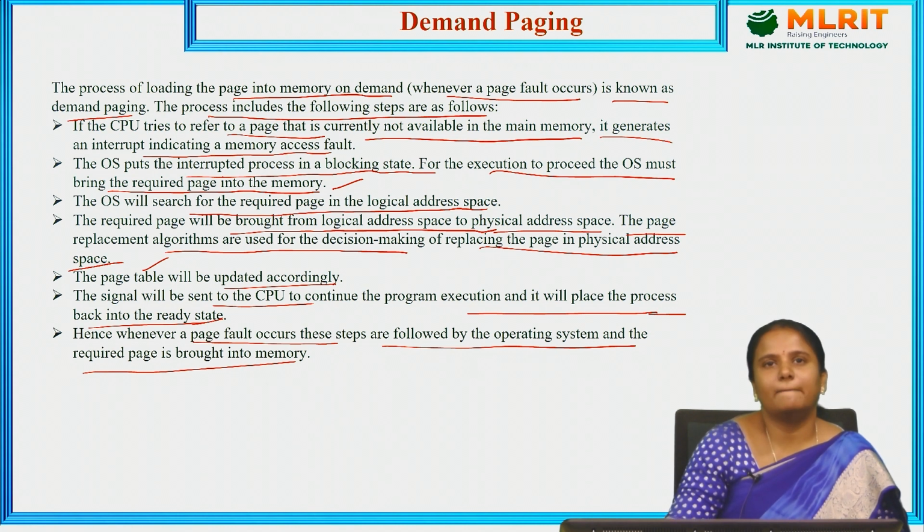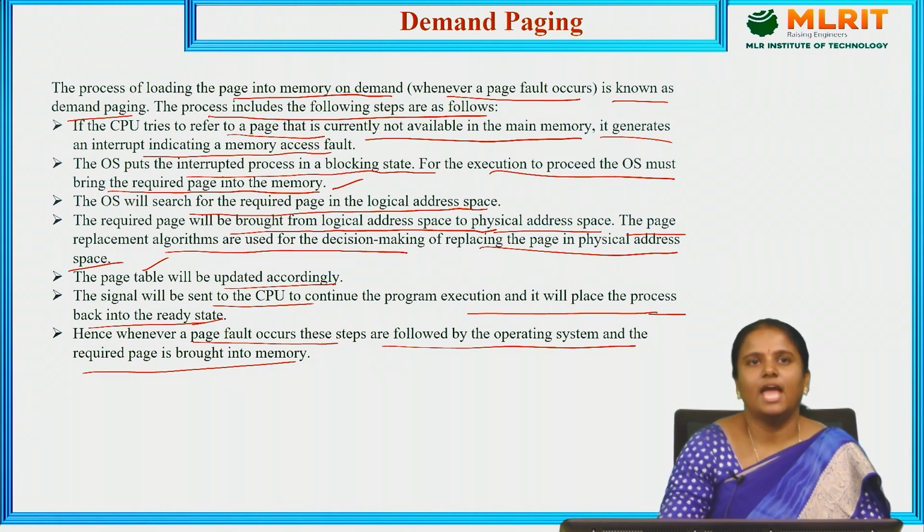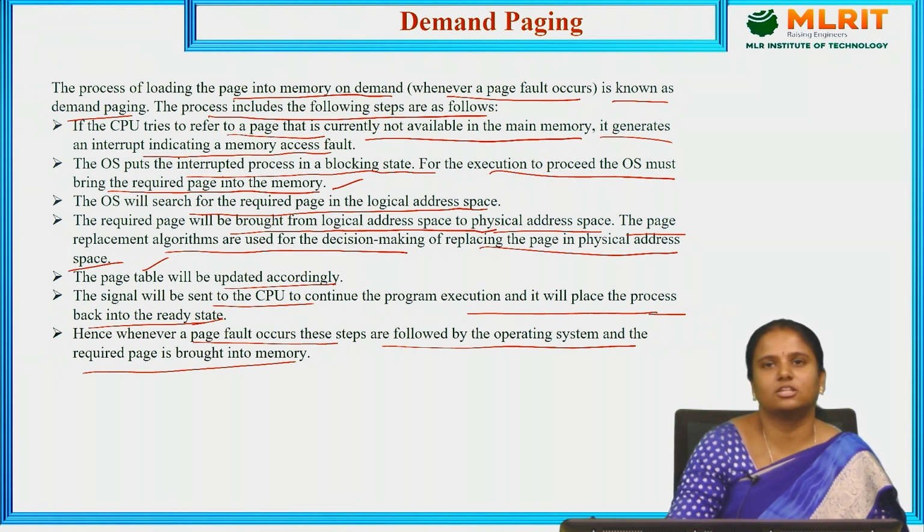The page which is not available in the physical or logical address should be brought by the operating system and placed in the page table and the memory, and mapping starts from the logical address to the physical address. After mapping, the page can be replaced by page replacement algorithms, which make the decision for replacing each page in the physical address space, and after placing it, it is automatically updated. Again the CPU starts its execution and places the process back into the ready state.